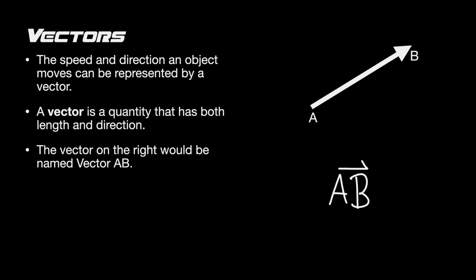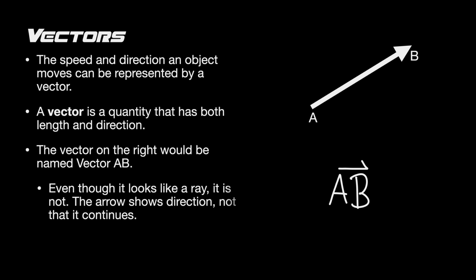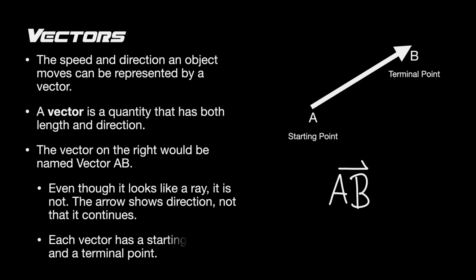Please note how it's written with kind of a half arrow on top. Also, A has to be the starting point and B has to be the ending point. Even though it looks like a ray, it's not. The arrow shows direction, but not that it continues. Each vector has a starting point and a terminal point.